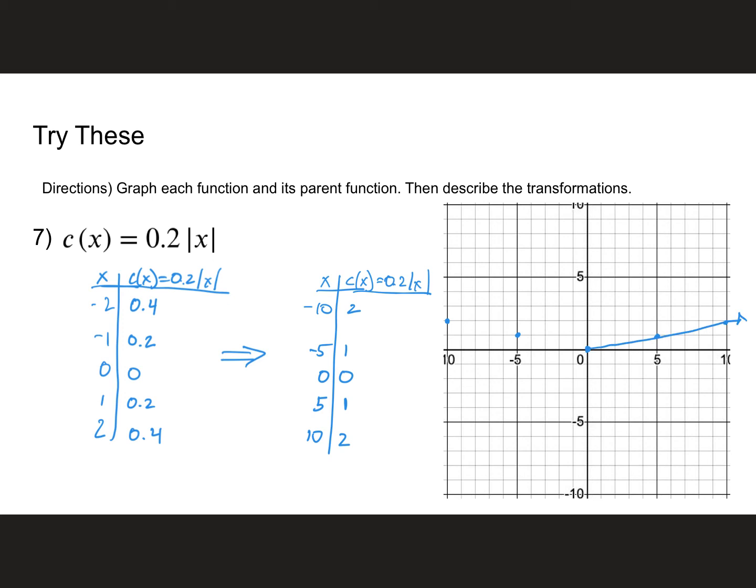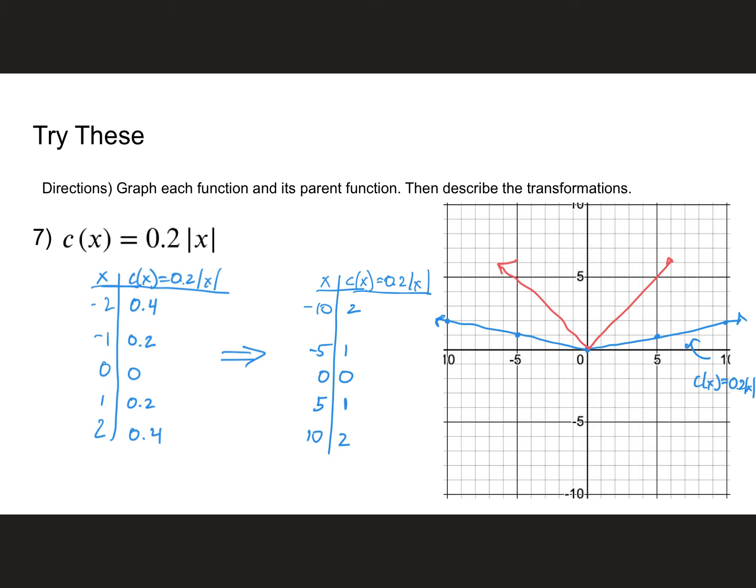Wow, okay. Well, there's a V. It's a very wide V. And I challenge you, if you would have used my original table of values, would you have gotten that same graph? I'm not so sure. So there's c of x, which is equal to 0.2 absolute value of x. And now let's graph the parent function in there. It looks a little something like this.